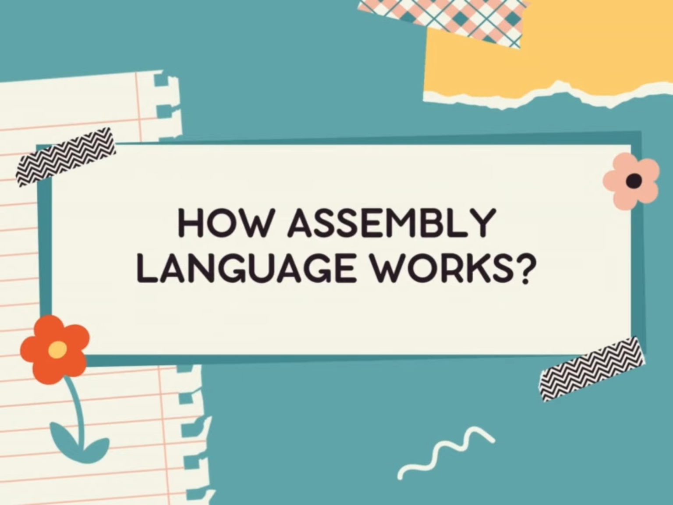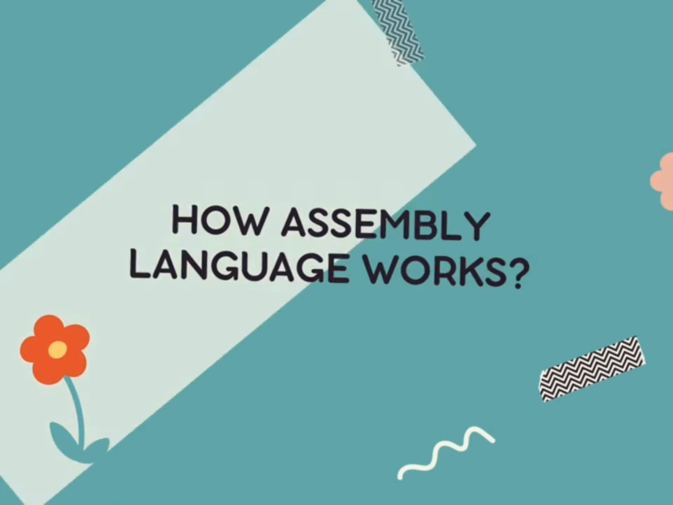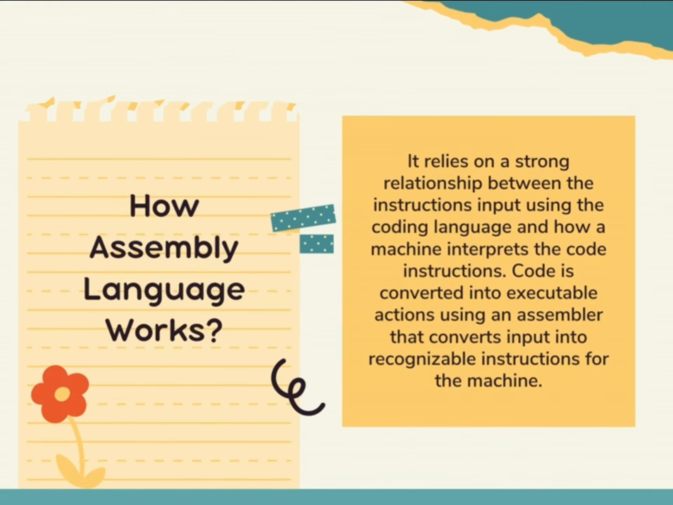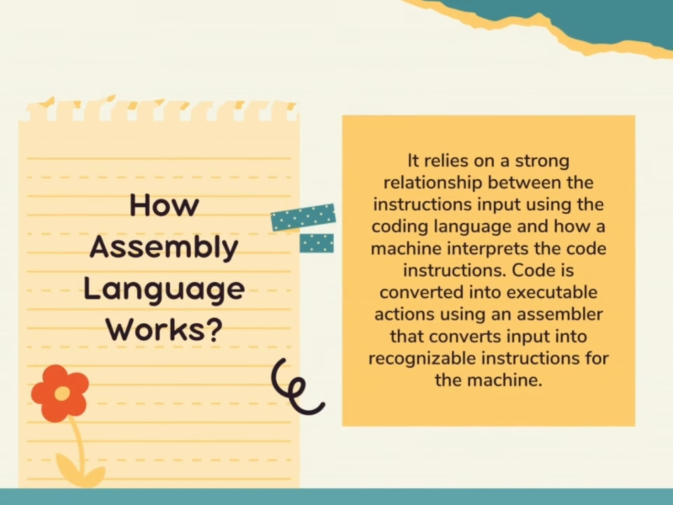How assembly language works. It relies on a strong relationship between the instructions input using the coding language and how a machine interprets the code instructions. Code is converted into executable actions using an assembler that converts input into recognizable instructions for the machine.